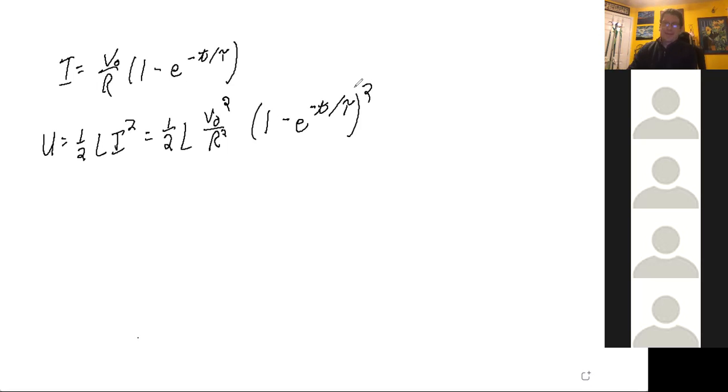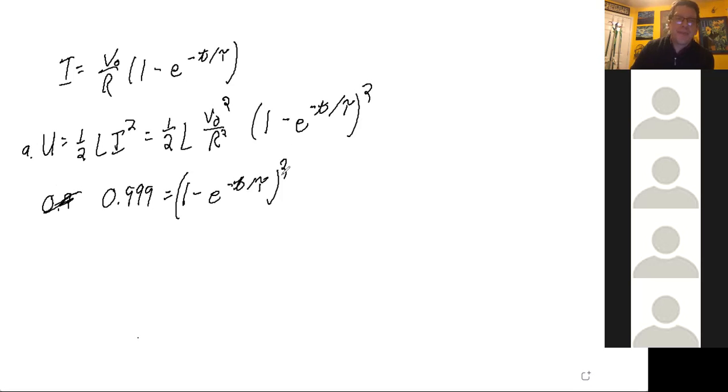So then for part B, we said that 0.999 times L V naught squared over 2 R squared is equal to L V naught squared over 2 R squared times 1 minus e to the negative t over tau, squared. And that whole thing reduces down to 0.999 equals 1 minus e to the negative t over tau, squared. So then if you take the square root of both sides and then subtract 1 and multiply by -1, you get 5 times 10 to the minus 4th is equal to e to the negative t over tau.